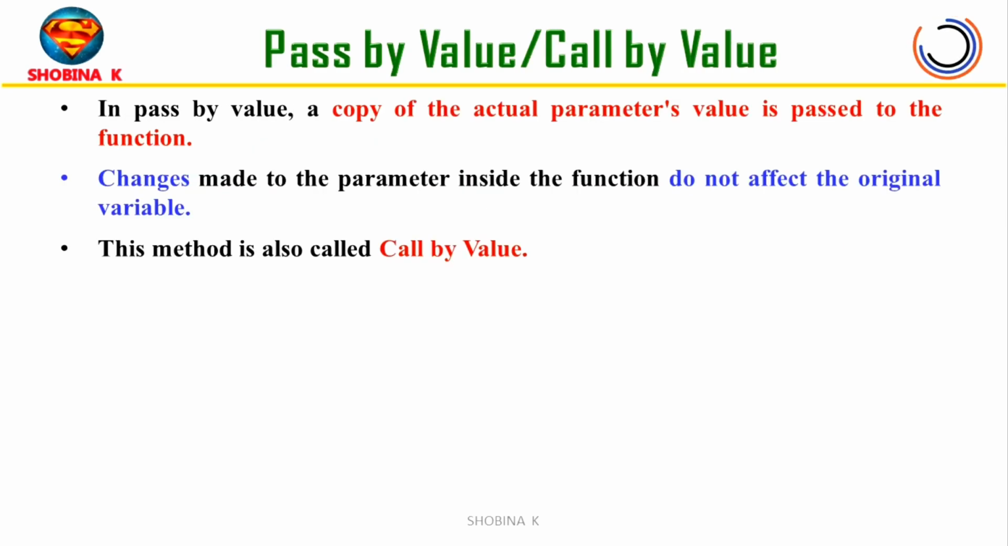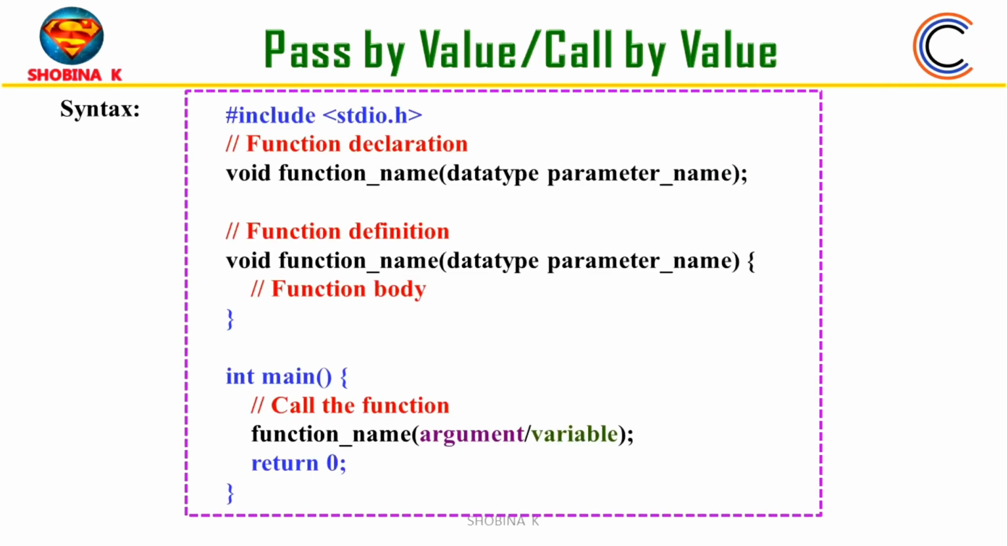First, pass by value. When a function is called by value, a copy of actual parameter's value is passed to the function. The function operates on this copy, and any changes made to the parameter within the function do not affect the original argument. This method is also called call by value. Now look at the syntax.